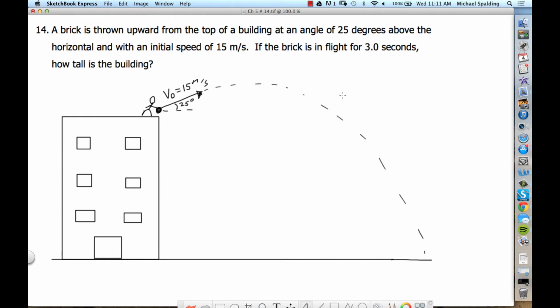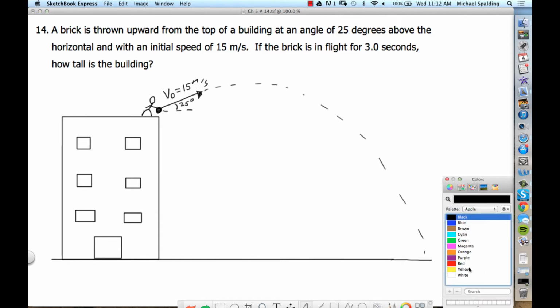Okay, so guys, 14. We got a brick being thrown from the top of this building. We're told that the initial velocity is 15 meters per second. But look, is that 15 meters per second perfectly in the x direction? No. Is it perfectly in the y direction? No. This velocity here is part x and part y. So what do we have to do to it?